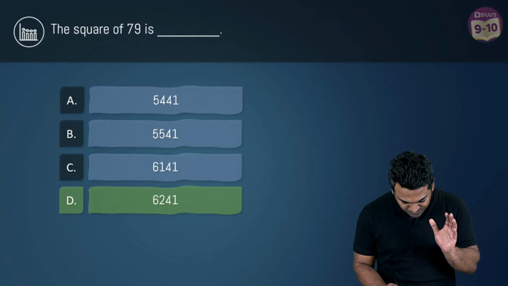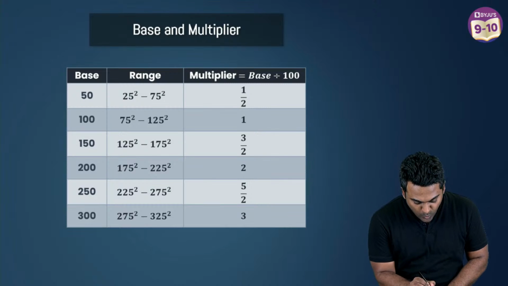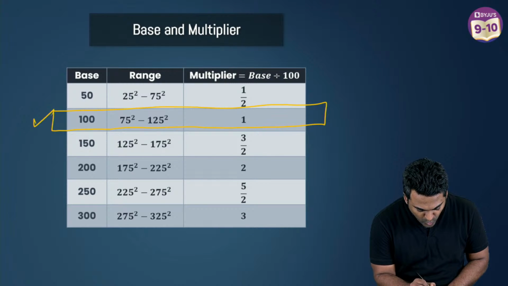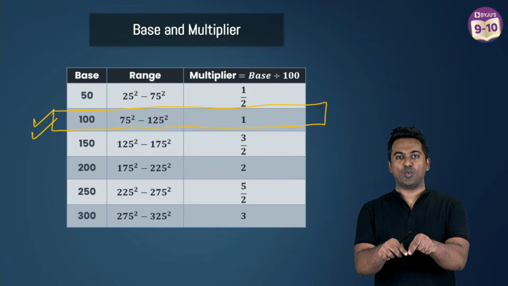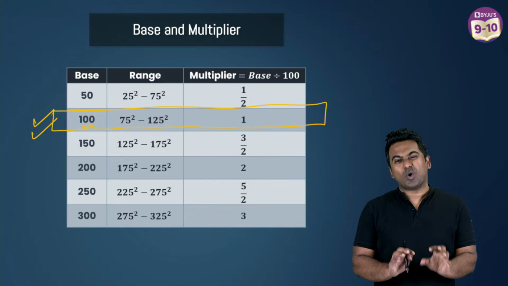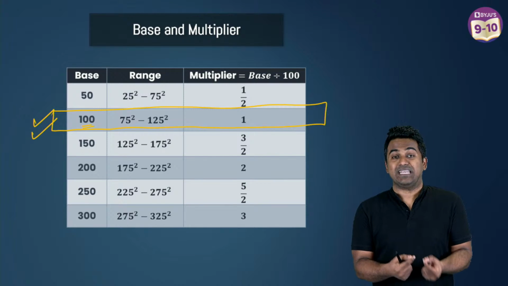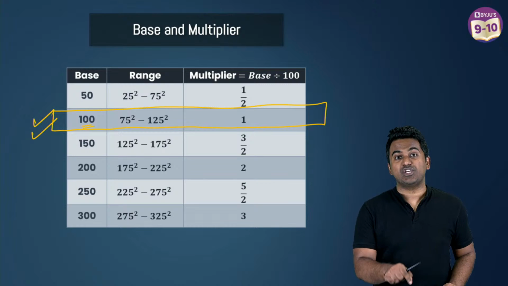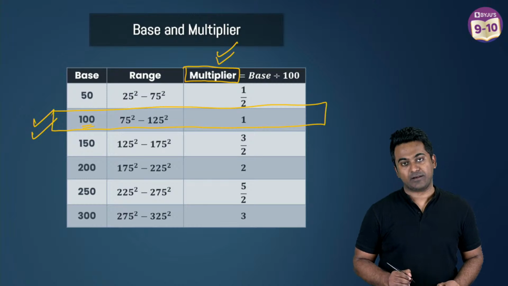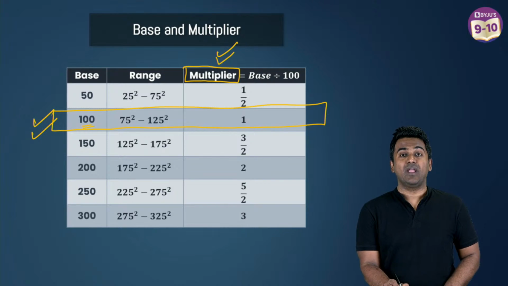Okay, now comes the important bit. Okay, because we checked out all of these, right? We checked out all of these 75 square to 125 square using base of 100. All right. But what you need to remember is that there will be a little modification that needs to be done when the base changes. Okay. So that's the reason why you've got to remember this idea of multiplier. And figuring out the multiplier, it's very simple. Multiplier is going to be base value divided by 100.